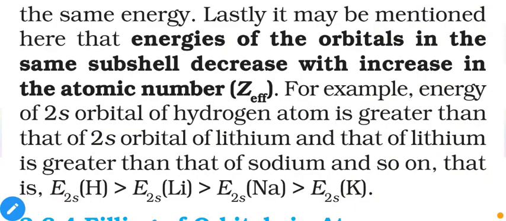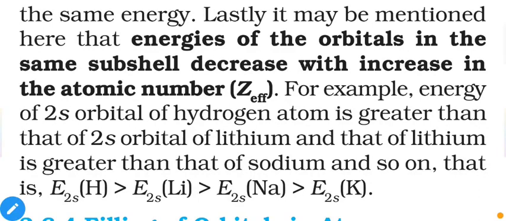Lastly, it may be mentioned here that energies of orbitals in the same subshell decrease with increase in atomic number. That means when we are moving from lower number atom to higher number atom. For example, energy of 2s orbital of hydrogen atom is greater than that of 2s orbital of lithium, and lithium is greater than that of sodium, and so on. So a simple relation is mentioned. Energy of 2s of hydrogen is more than energy of 2s of lithium, it is more than energy of 2s of sodium, and it is more than energy of 2s of potassium.